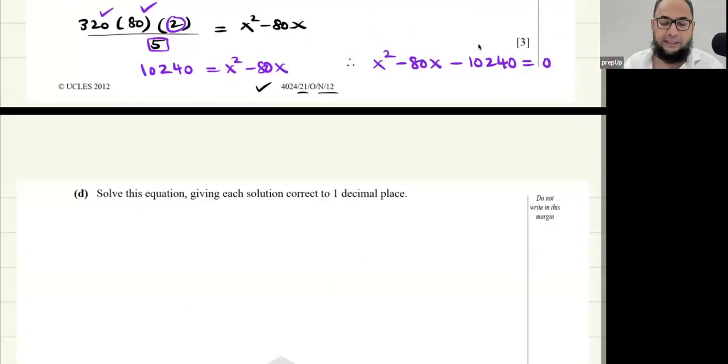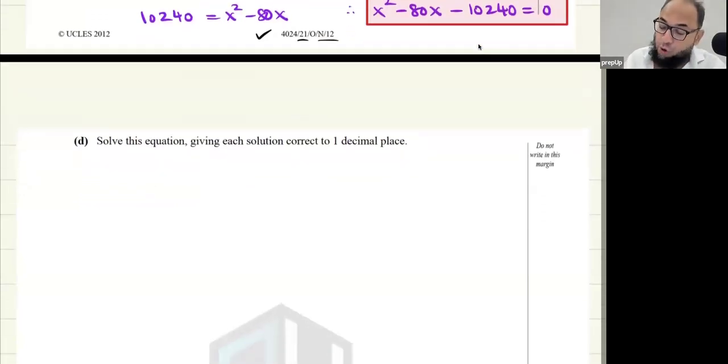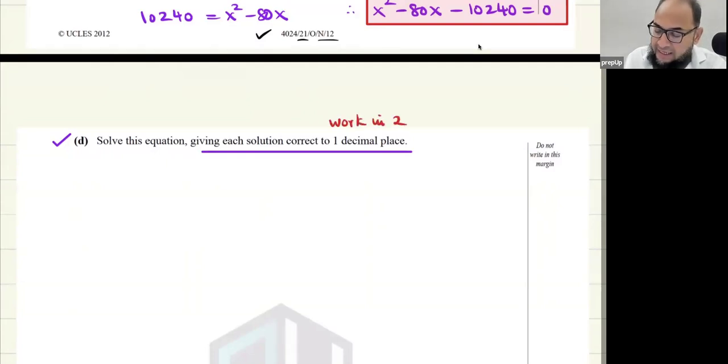So I have proved this thing. I hope this is all good, all clear. And I have put it in a box. Now it says solve this equation, giving each solution correct to 1 decimal place. 2 things over here. The first thing, work in at least a level of accuracy more. This is a must. This is compulsory.